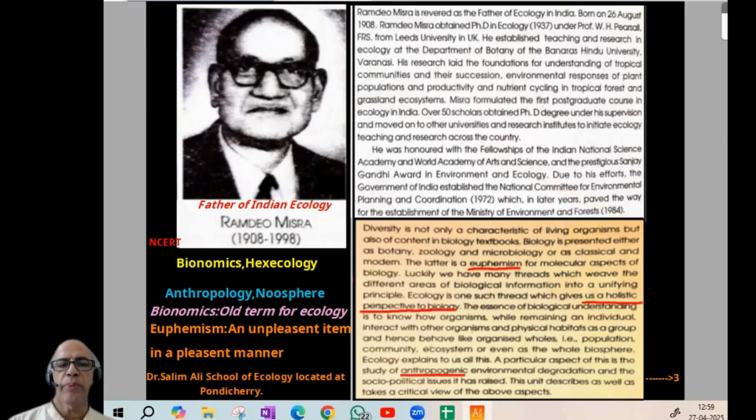Now, anthropology means study of human beings. Noosphere means concern with other organisms in this world, with slight dominance of human beings. Then, euphemism. Euphemism means an unpleasant item expressed in a pleasant manner. Then the famous ornithologist Dr. Salim Ali, to respect his contribution to ornithology in India, an institute has been started in Pondicherry, Salim Ali School of Ecology. Just introducing, that's all. Now we can proceed to the real introduction of this topic.